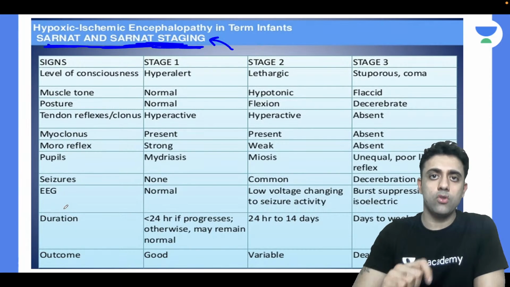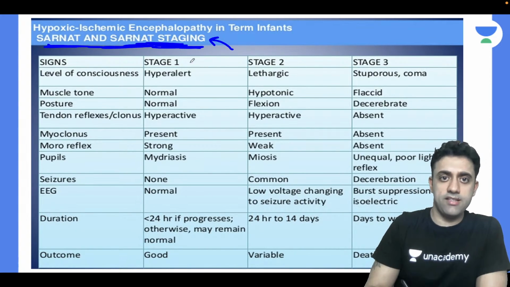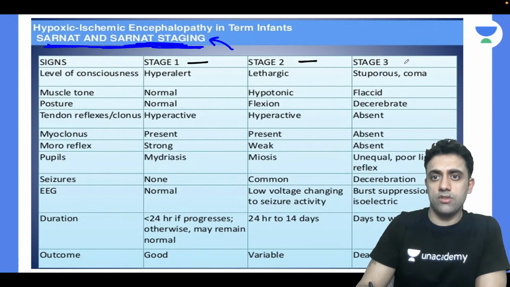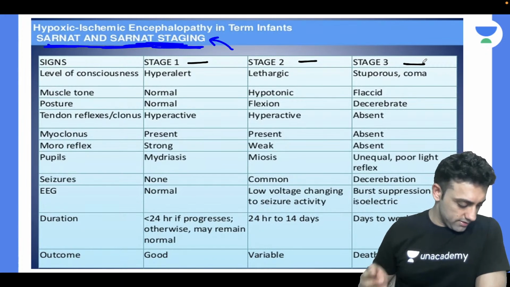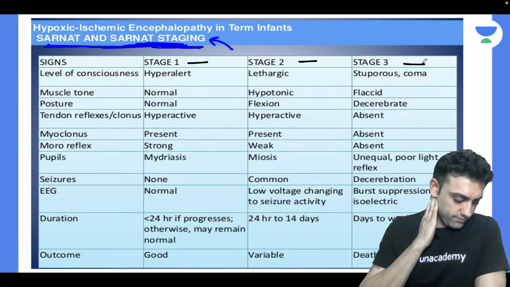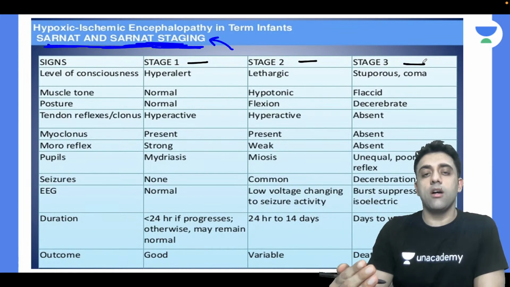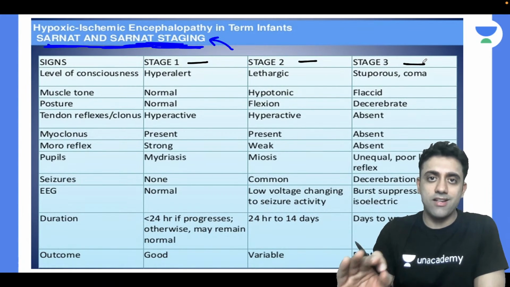Point number one, you need to know how many stages are there in Sarnat and Sarnat. The answer is there are three stages: Stage 1, Stage 2, Stage 3. Did you understand this much? Okay, can we continue? So, number one, Sarnat and Sarnat staging.